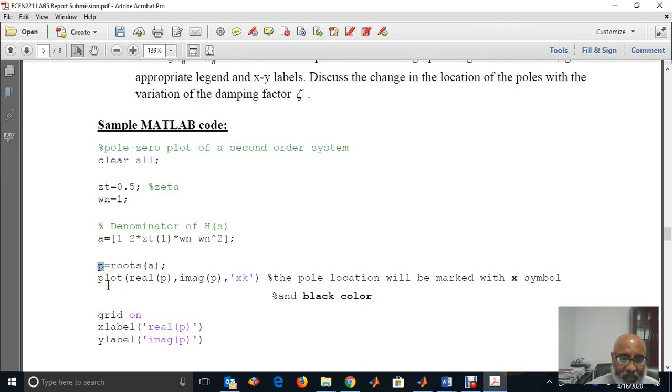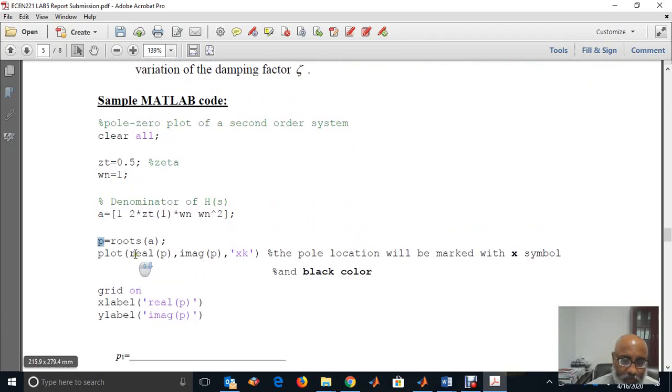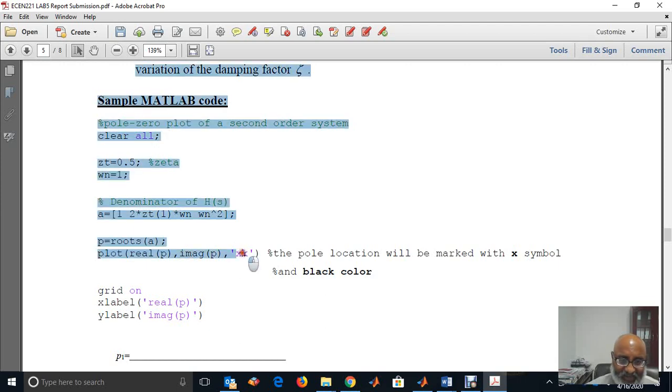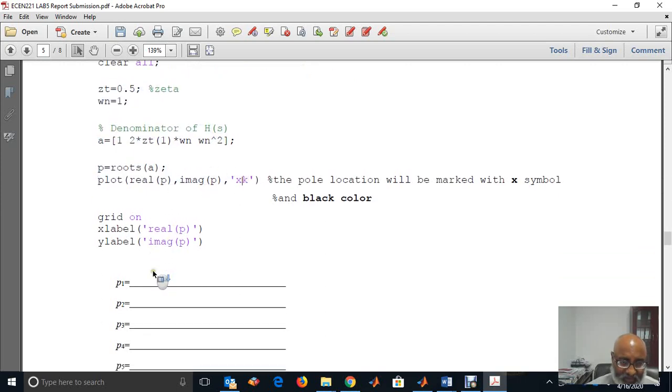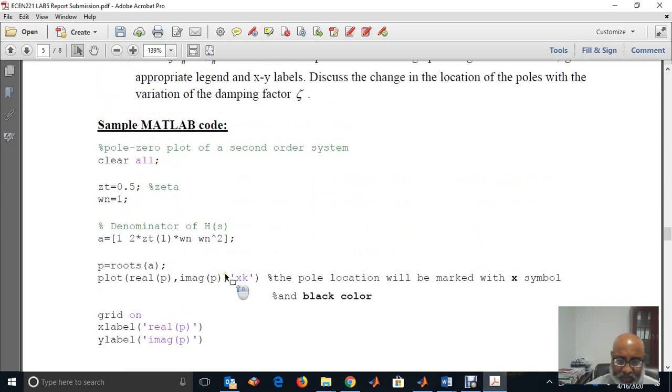So how many roots will I find? Two roots, because that's a quadratic equation. Roots of A. Then plot the real part versus the imaginary part. And here I say on the plot you mark as X, and K is the color. The color is black, for example. And grid on, you make the X label real of P and the Y label imaginary of P.